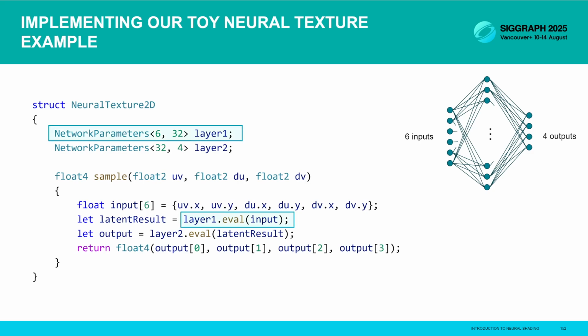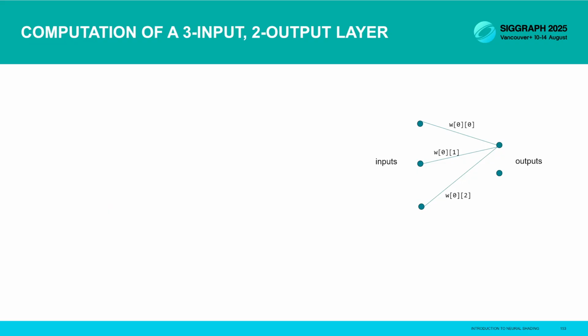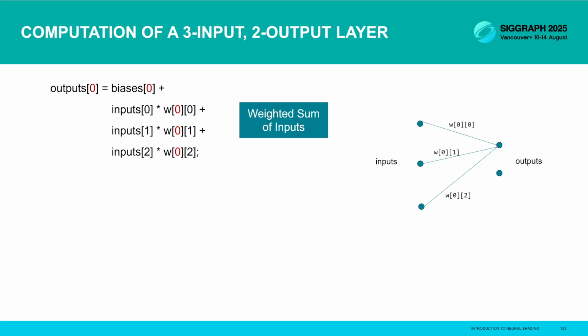Now let's zoom in and see what computation is happening inside a single fully connected layer. For simplicity, let's consider a very simple layer that takes 3 inputs and computes 2 outputs. To compute the first output, we will compute the weighted sum of inputs using weights W00, W01, and W02, and add a bias value on top of that. And the code doing this computation is shown on the left.